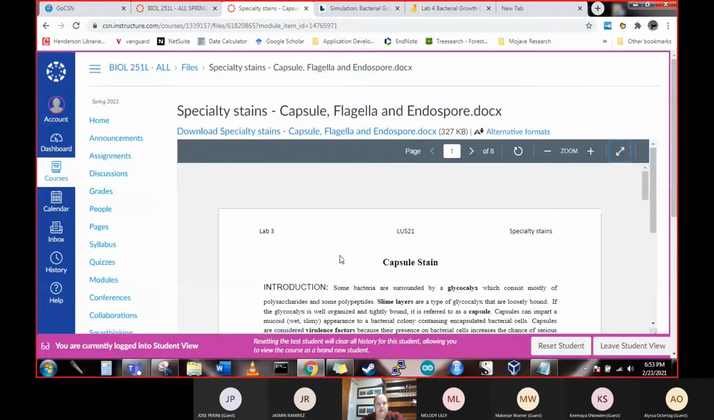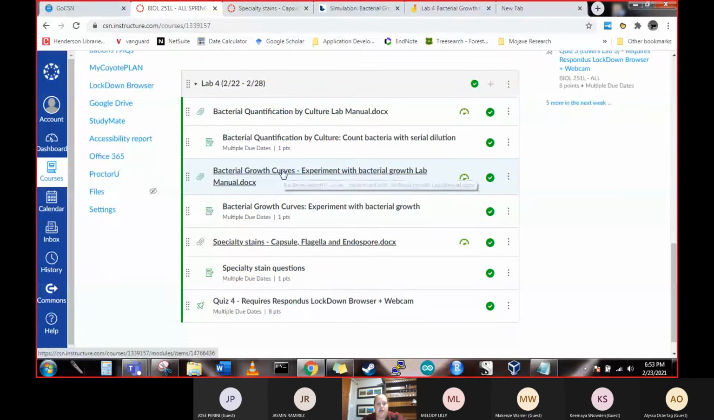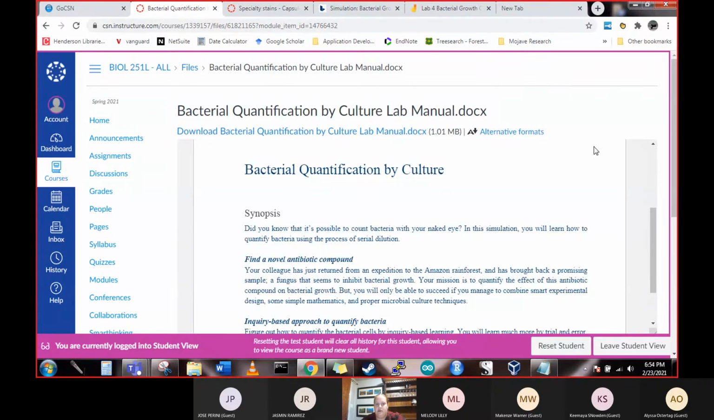Okay, so let's next talk about the other documents in here. There's 2 different documents here. There's the bacterial growth curves, and there is the bacterial quantification. And I forget, they're both very similar to each other if you're just reading the documents, and one of them basically just has way more information than the other one. So we'll use that one, whichever one it is.